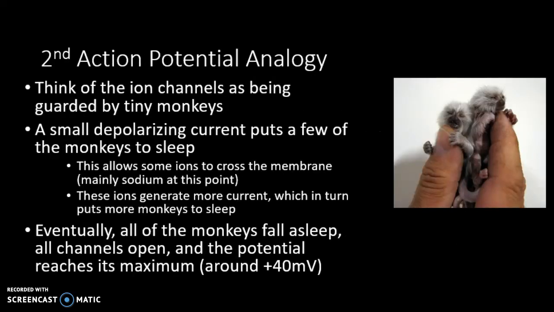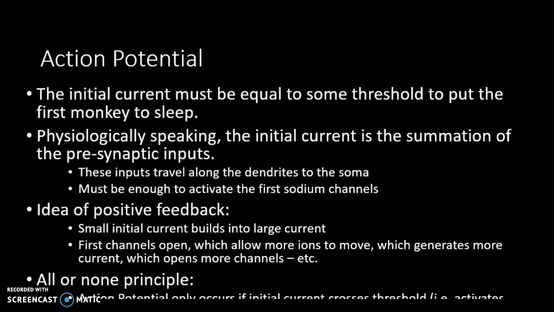Here's another analogy: think of the ion channels as being guarded by tiny little monkeys. A small depolarizing current puts a few of the monkeys to sleep. This allows some ions to cross the membrane, mainly sodium at this point. These ions generate more current, which in turn puts more monkeys to sleep. Eventually all of the monkeys fall asleep, pass out, all the channels open, and the potential reaches its maximum at around positive 40 millivolts. The initial current must be equal to some threshold to put the first monkey to sleep. Physiologically speaking, the initial current is the summation of the presynaptic inputs.